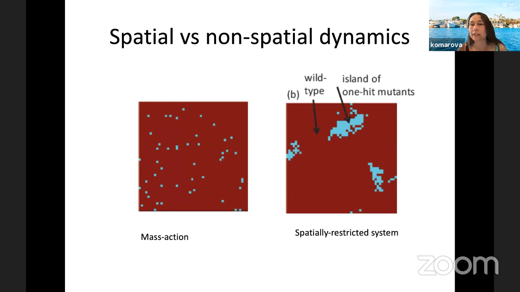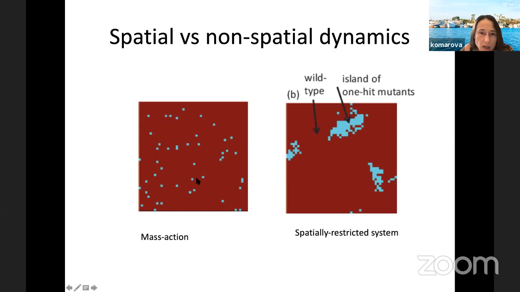So these pictures represent simulations. And you can see they look different, right? So red are normal cells, and light blue are one-hit mutants, those disadvantageous weak mutants that are sometimes randomly created, which eventually will give rise to a super mutant, right? So in a non-spatial system, everything is mixed together. So a cell dies and that spot can be replaced by a progeny of any other cell. So they don't know where they are.